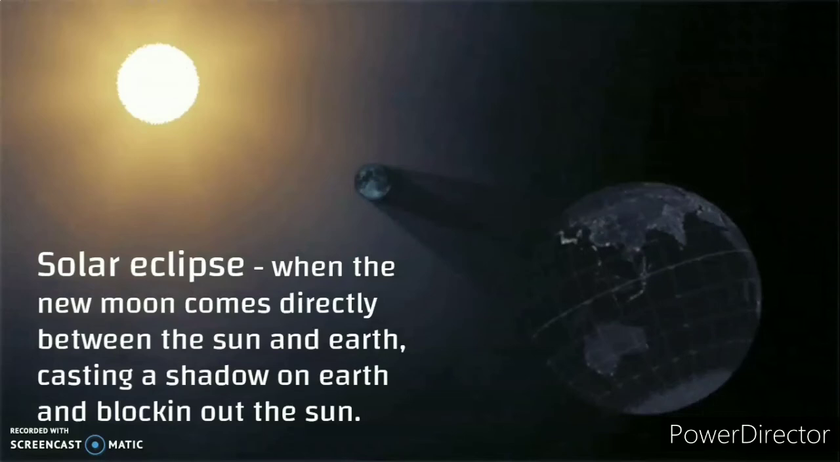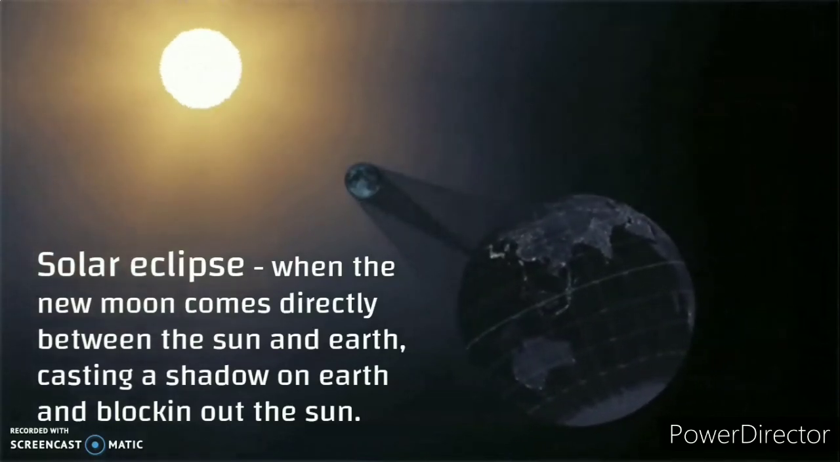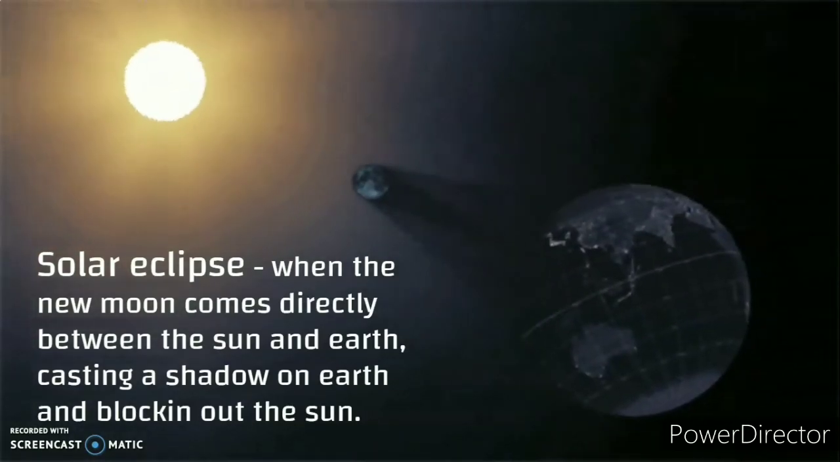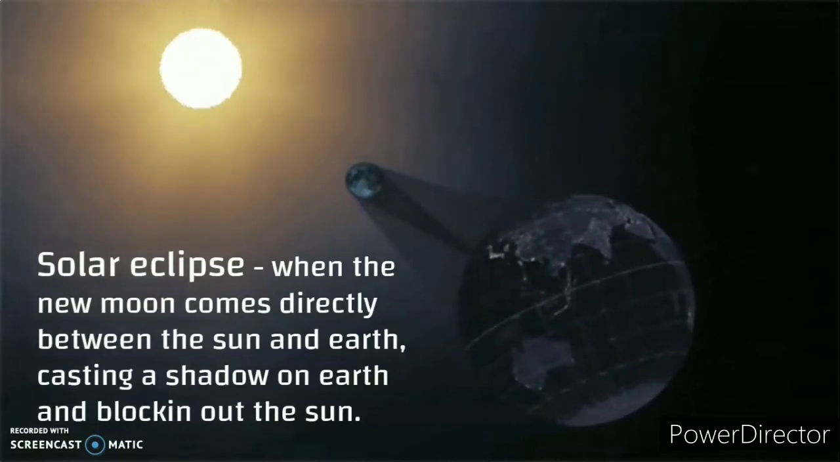A solar eclipse is when the moon comes directly between the sun and the Earth. It's going to cast a shadow on Earth, blocking out the sun. If you remember, a few years ago we had almost a complete solar eclipse here in New York in the summer, where everybody had to buy those specialized glasses.